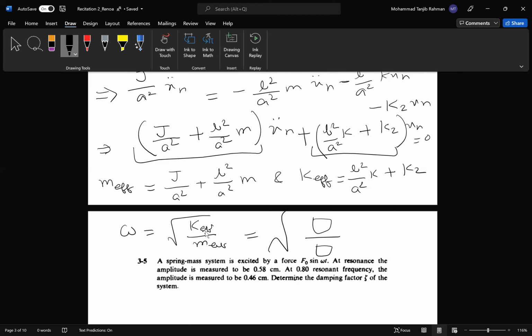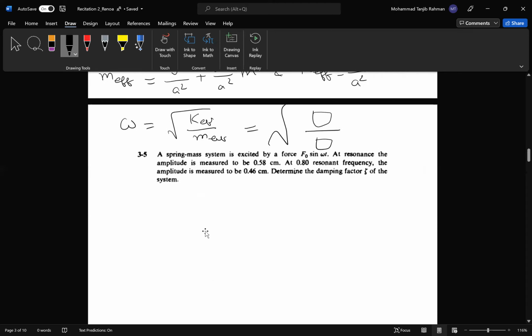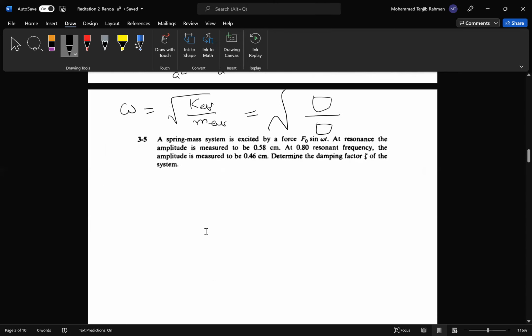So we are going to do chapter 3 next. This is the only one problem I did from chapter 2. Okay, so now I'm going to move forward with the second problem. So this is 3.5. I think this is going to be covered in your homework.